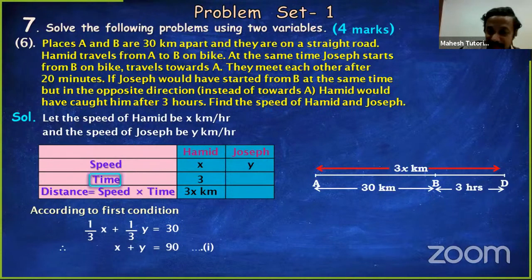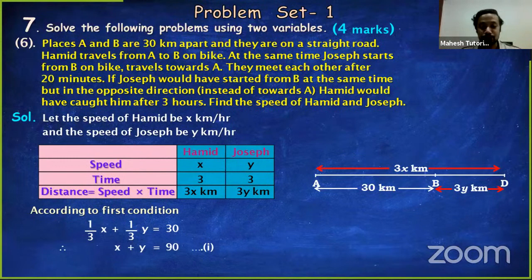Moving towards time. In the diagram, how much time has Joseph taken to travel from point B to point D? 3 hours. All right. Now let us calculate the distance, students. Same, speed into time. So in that case, speed is y, time is 3. So distance would be 3y kilometer. So in that case, students, the distance from B to D that Joseph traveled, for which he took 3 hours, that distance is actually how much, students? 3y kilometer.